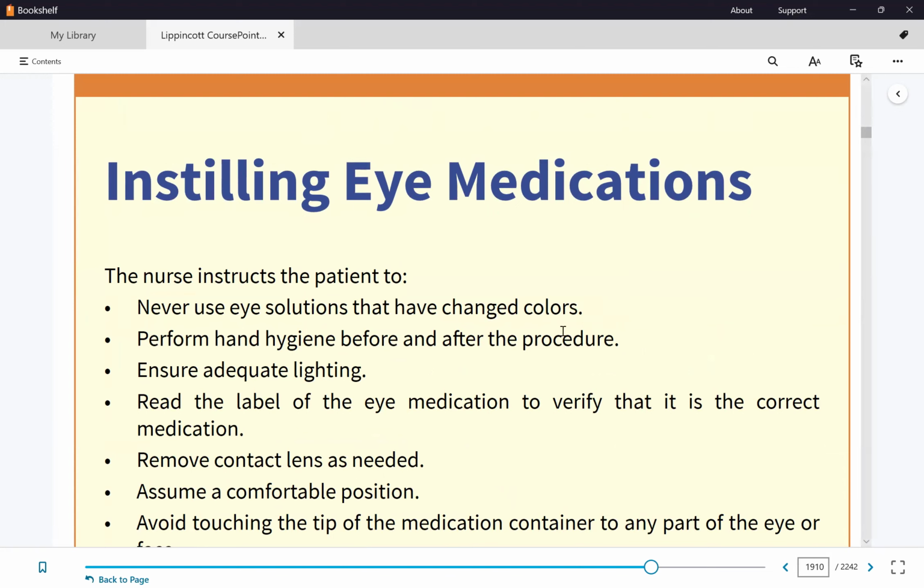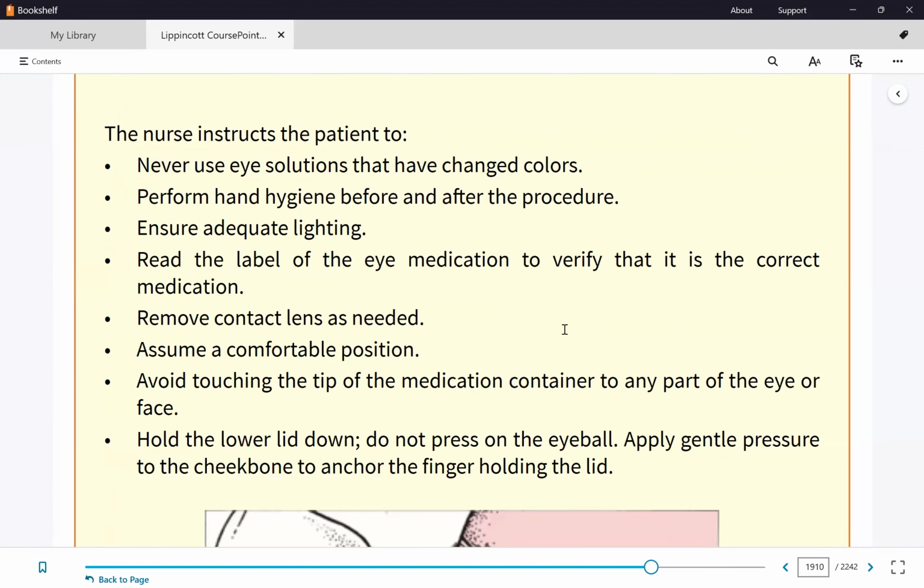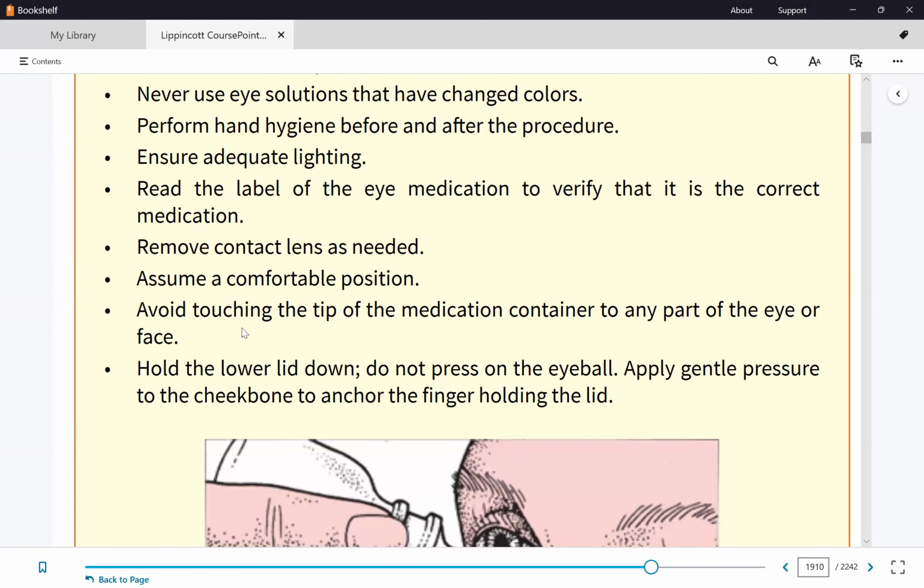You've either given actual eye drops in the nursing home during your second semester, or at some point you've seen how it was done. So here's the procedure again. Very important here is not touching the tip of the medication container to any part of the eye, meaning do not contaminate the tip of the dropper. If the dropper gets contaminated, then the whole medication is now contaminated.